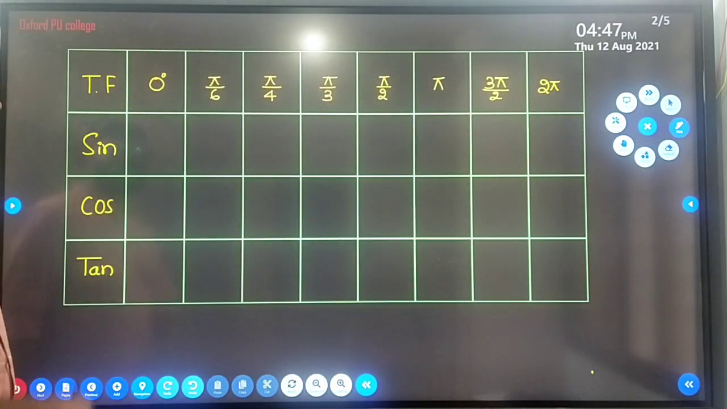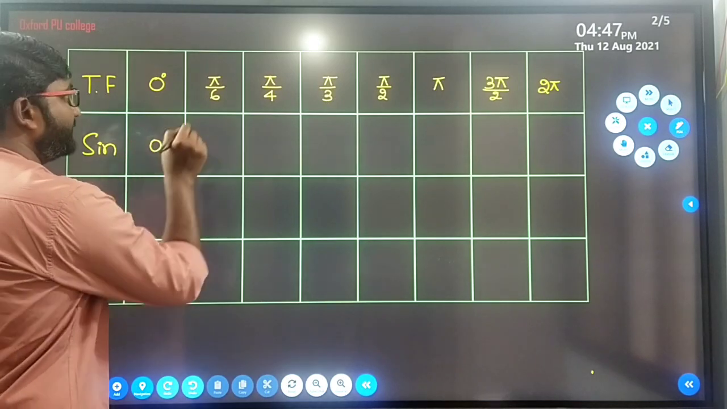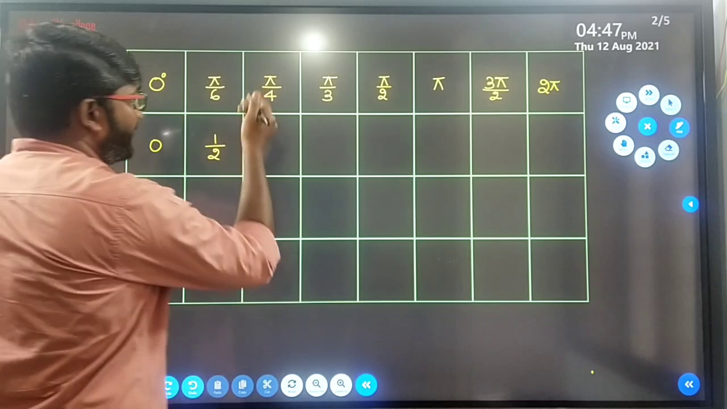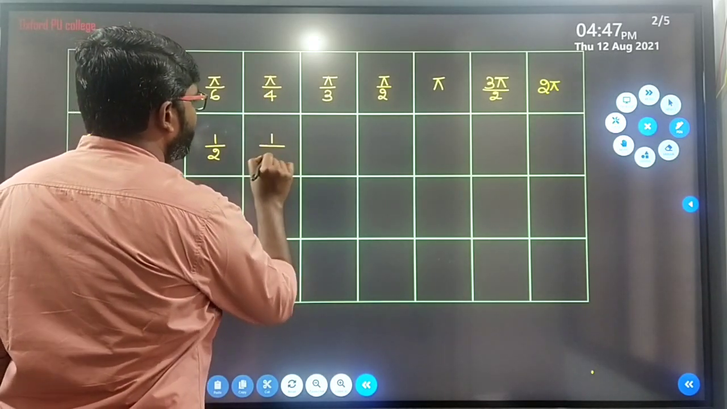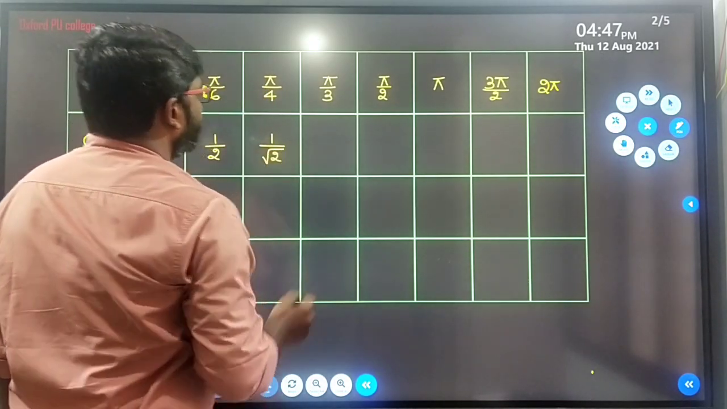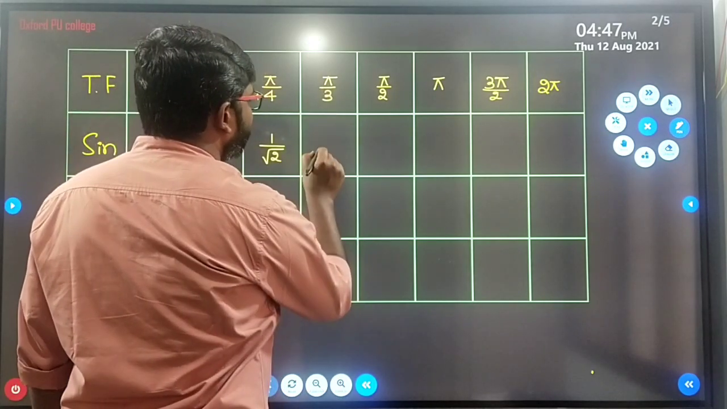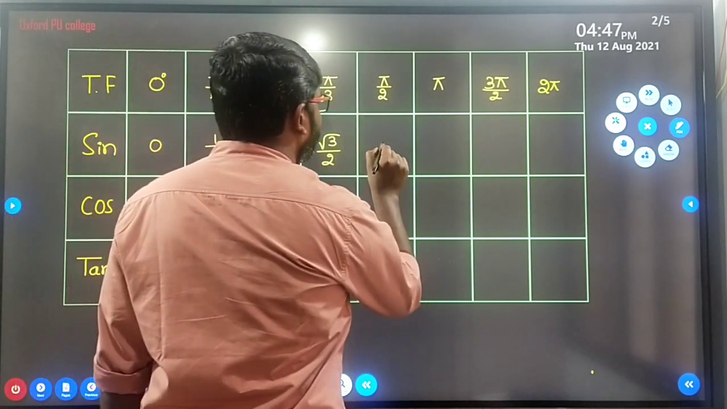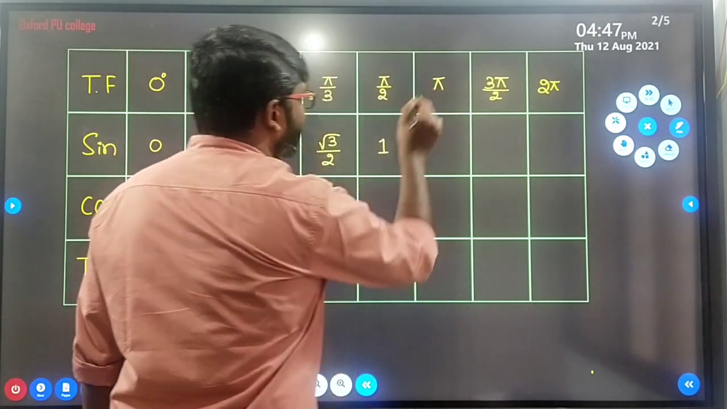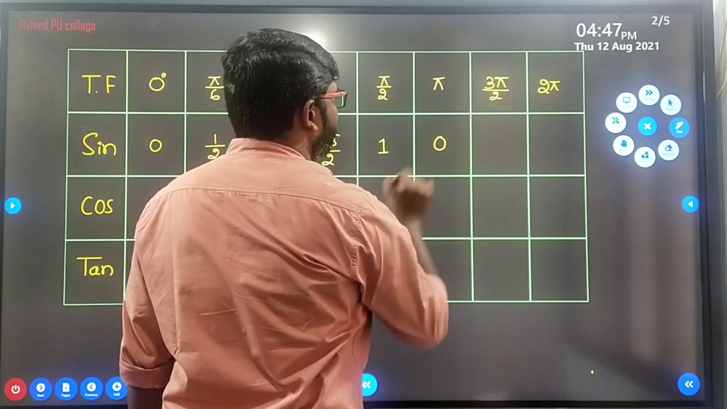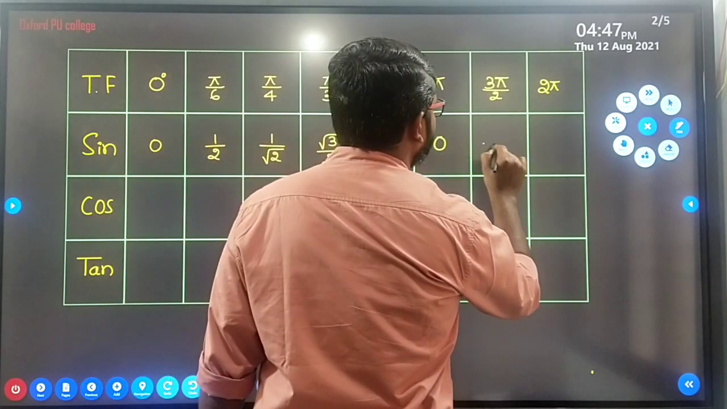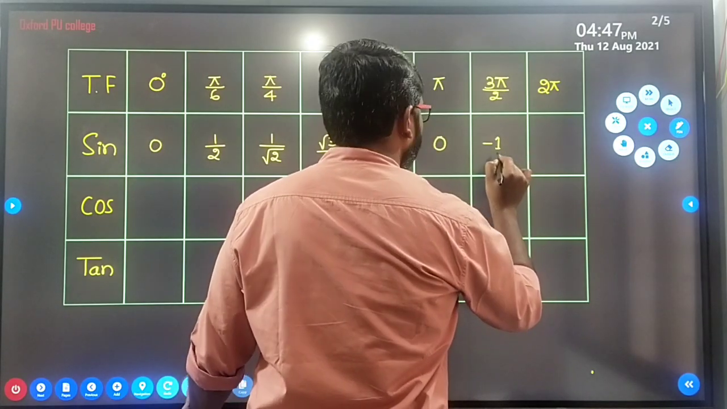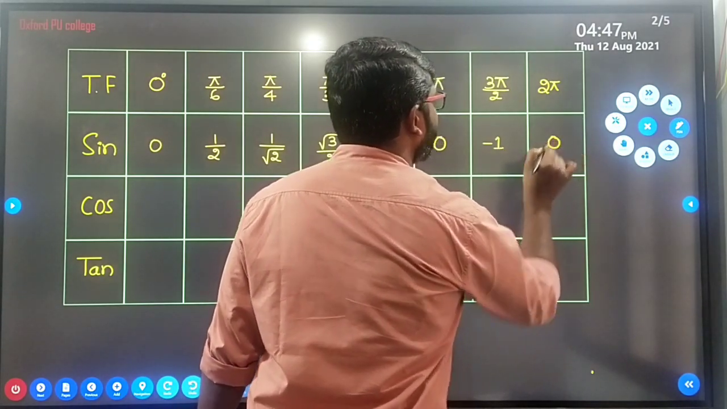So let us write the sin 0 it is 0. Then sin 30 it will be 1 by 2. Then sin 45 or sin pi by 4 it is 1 by root 2. Then sin 60 degree value it will be root 3 by 2. Then sin 90 it is 1. Then sin 180 it is 0. Then sin 3 pi by 2 it is minus 1. Sin 2 pi which is again 0.